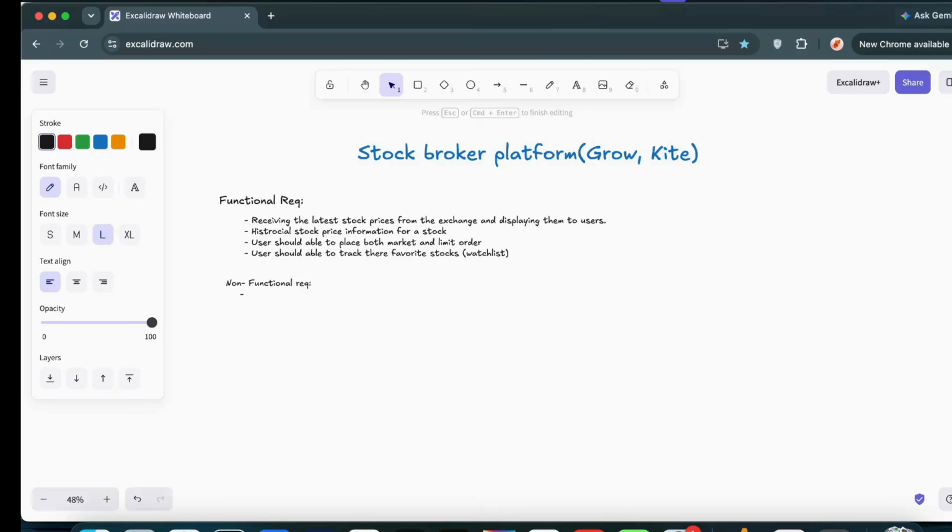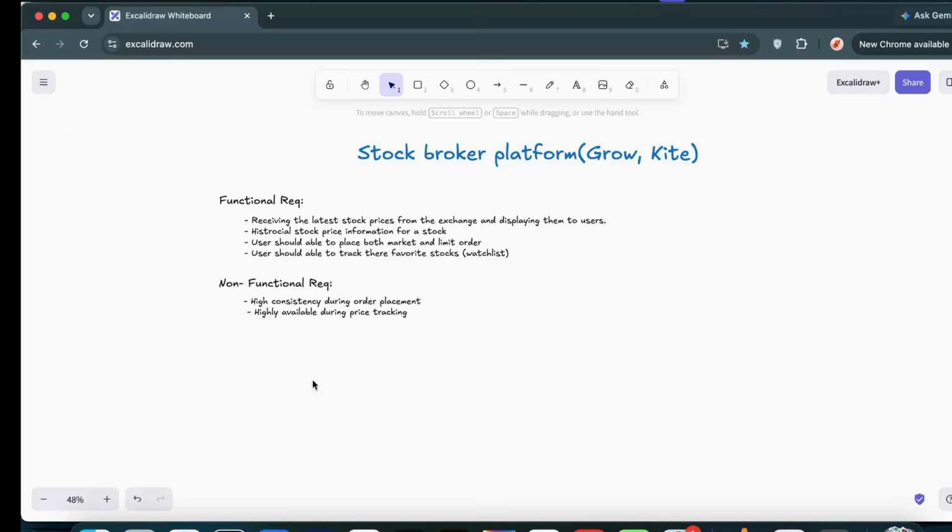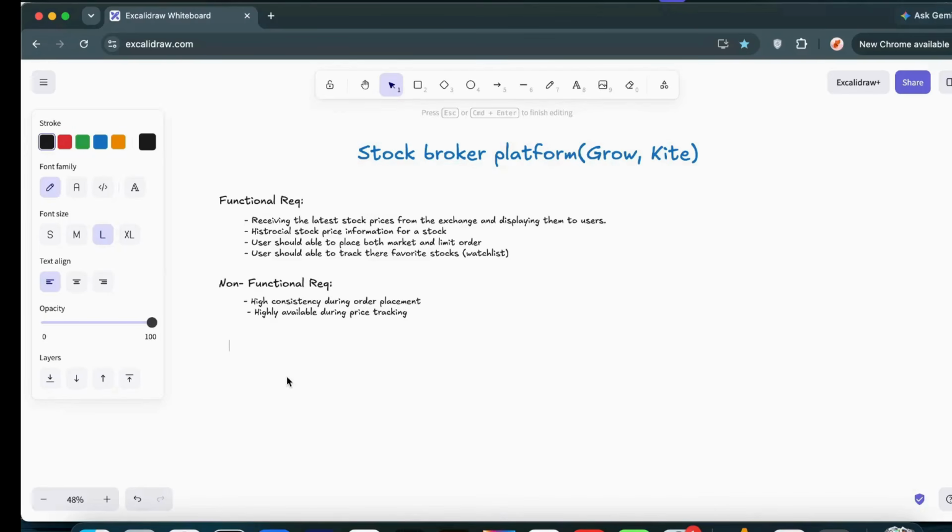So yes, let me note down those two: functional requirements and non-functional requirements, and then we'll talk about the scale of the system as well. Okay, so let's talk about the scale now.